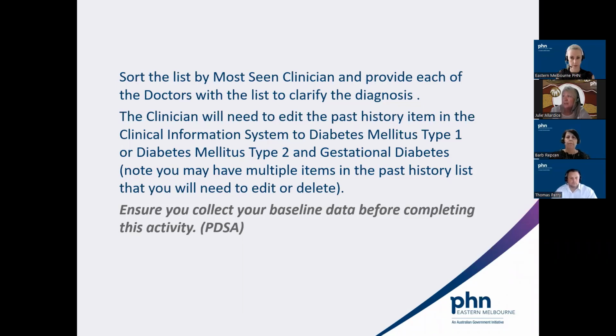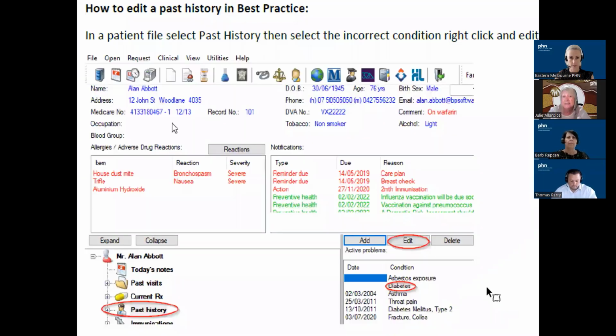The clinician will need to enter the past history item into the clinical information system as diabetes mellitus type 1 or diabetes mellitus type 2 or gestational diabetes. You may find that you have multiple items in the past history you will need to edit or delete. So please ensure you collect baseline data before completing this activity. And this is how to edit the past history items to reflect the correct diagnosis.